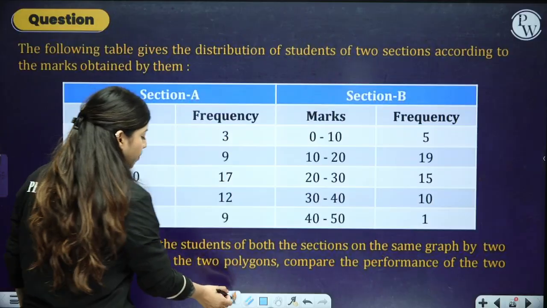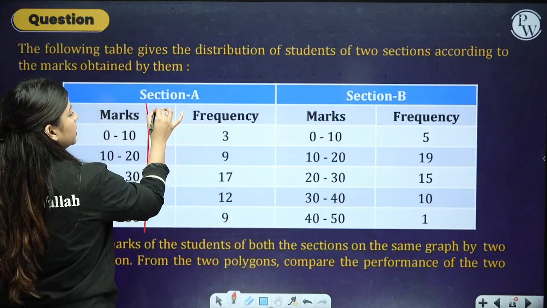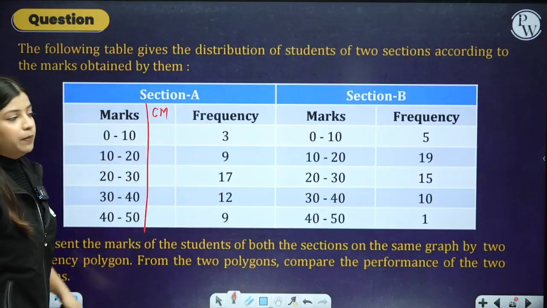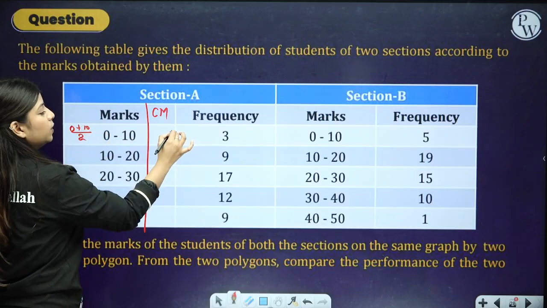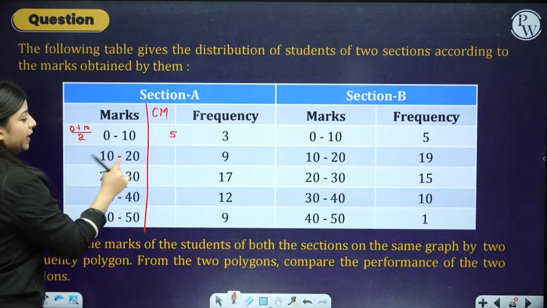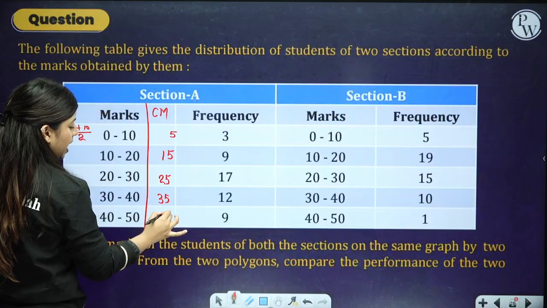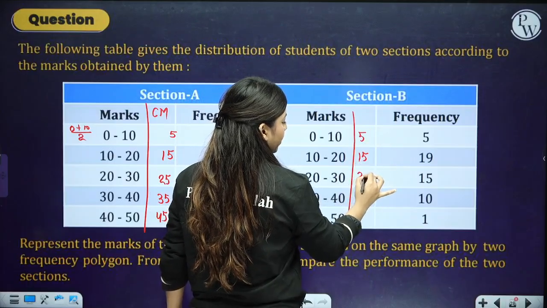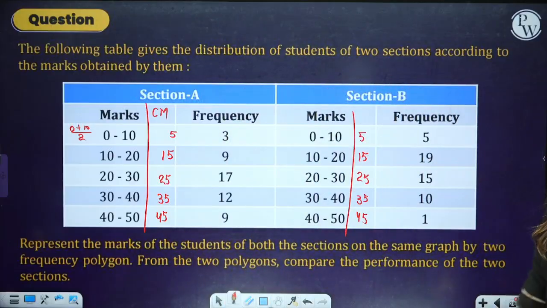For frequency polygon, we have to calculate one more thing before starting, and that one more thing is class mark. Now what is class mark? Upper limit plus lower limit divided by 2. That means 0 plus 10 divided by 2, 10 divided by 2, 5. Basically, class mark is the middle value of the class interval. 10 to 20, the middle value is 15. Then we have 25, 35 and 45. Same goes here. We have 5, 15, 25, 35 and 45. So this is the class interval that it goes through.